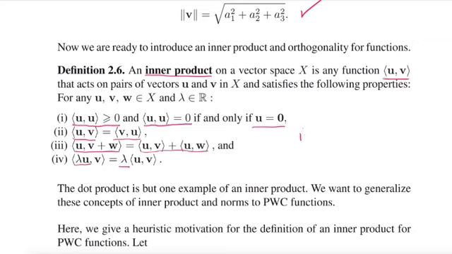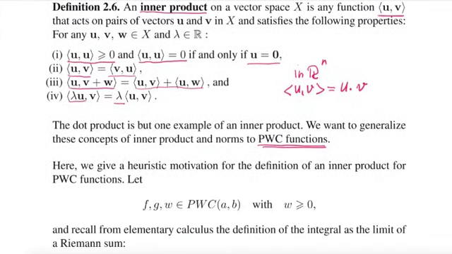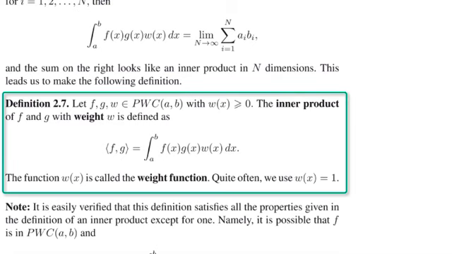Okay, so in Rn, our inner product of u and v would be the dot product, as we have seen. But now what is it for PWC? So now we really want to go to our function space, piecewise continuous functions. And the dot product becomes the integral. The inner product will be the integral. So now we have two functions, f and g, and we integrate f with g. And then we allow another function w sitting here, which is called the weight, a weight function.